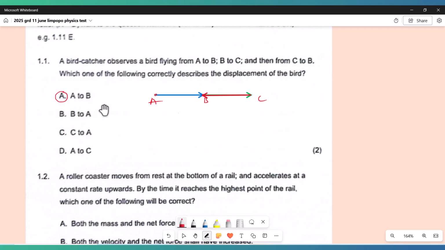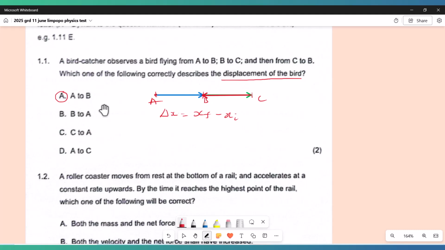I repeat, from A to B, that's going to be the shortest distance from the starting point to the end point. The bird was going from A to B in the blue arrow, then from B to C in the green arrow, then from C to B in the red arrow. They say the displacement of the bird is what we're looking for. So displacement is the shortest distance between the starting point and the ending point. That means final position minus initial position. Okay, all right.